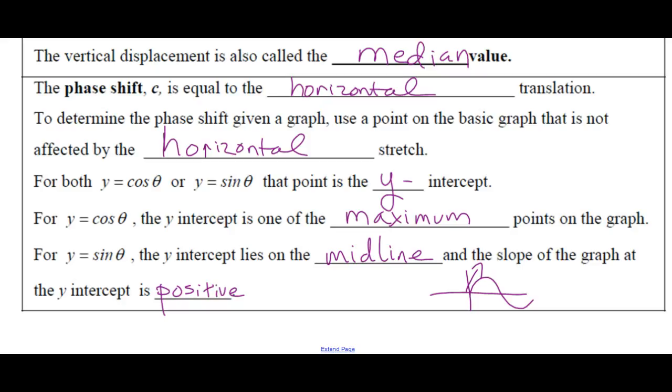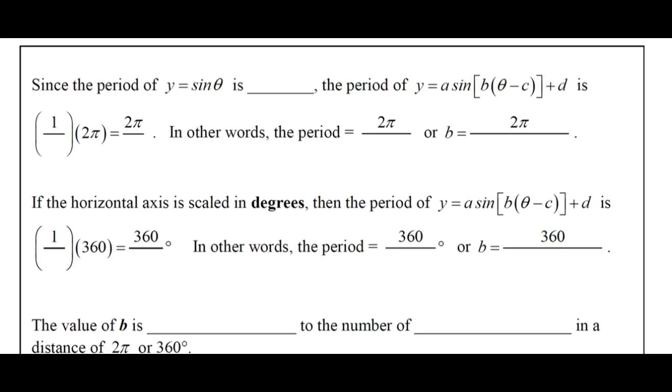I call that the start point. To me, that's where a sine curve starts, right? It starts at the midline going up. A cosine curve starts at the maximum going down, right? That's how I look at those two guys: a midline going up and at the maximum going down.